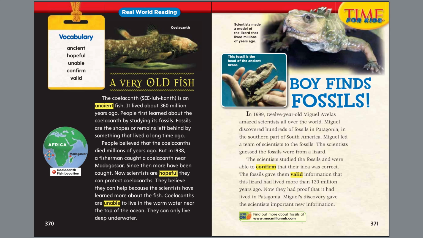People believe that the coelacanths died millions of years ago. But in 1938, a fisherman caught a coelacanth near Madagascar.